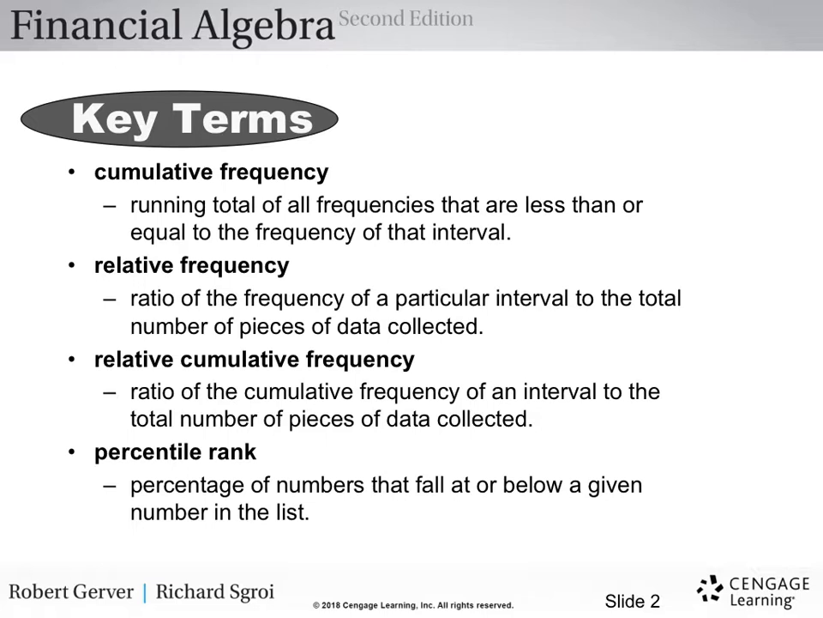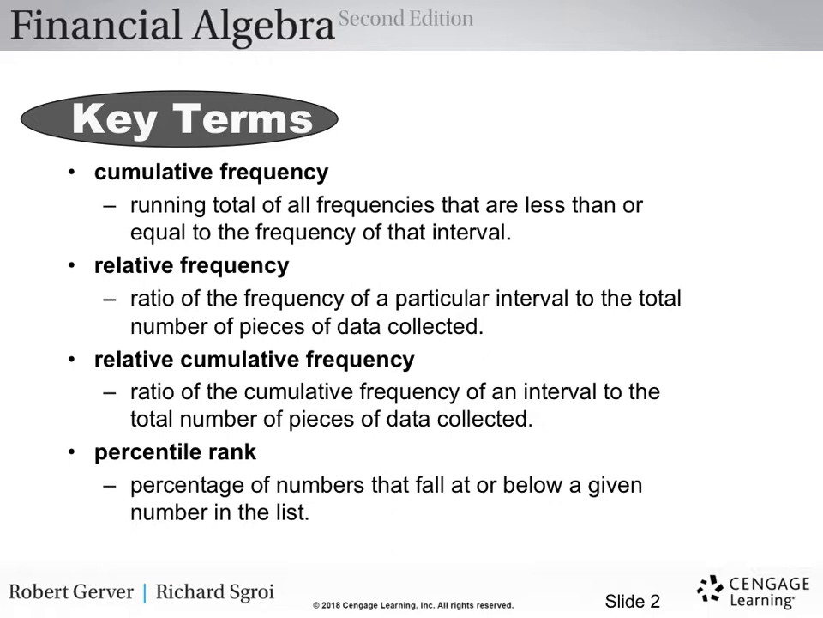The next is relative frequency. This is the ratio of the frequency of a particular interval to the total number of pieces of data collected. This probably is pretty straightforward, but let me repeat it. The ratio of the frequency of a particular interval to the total number of pieces of data collected.